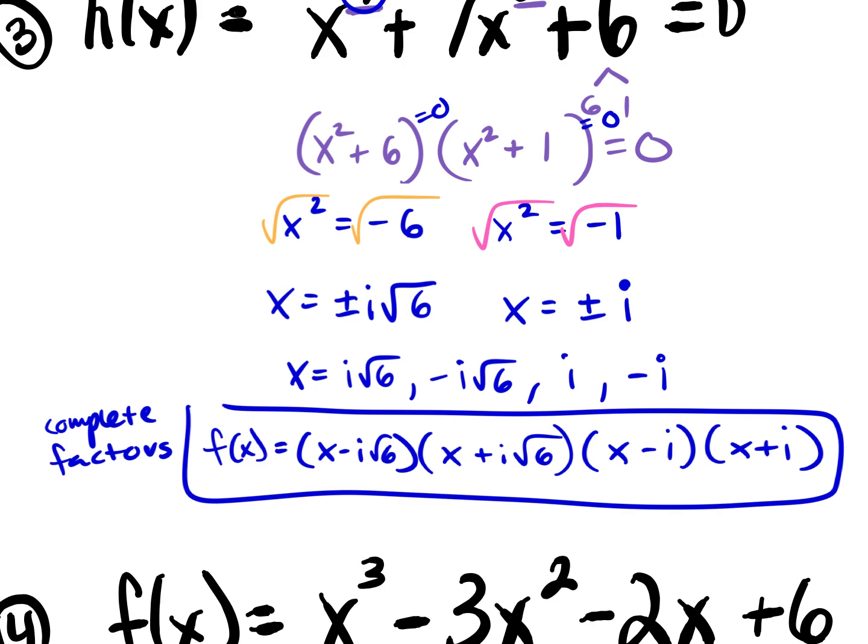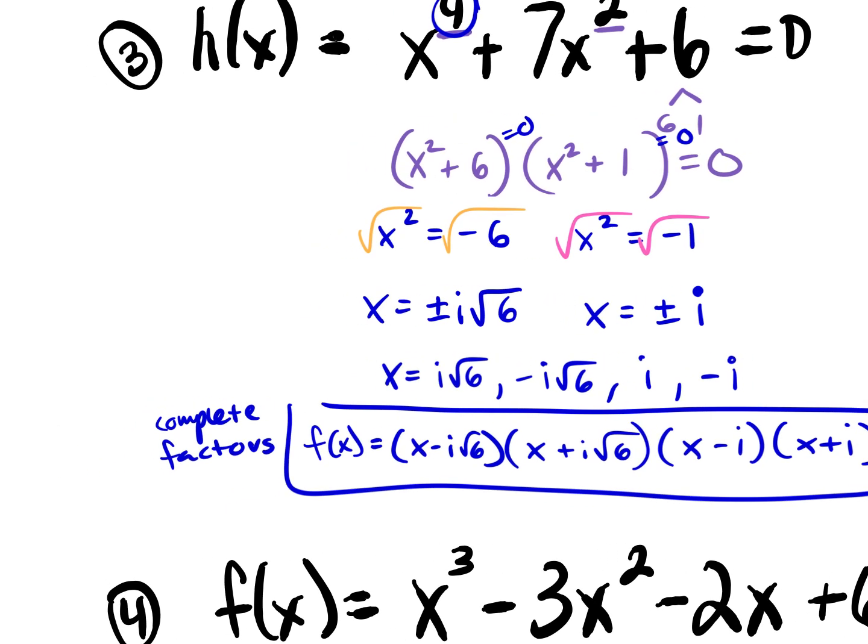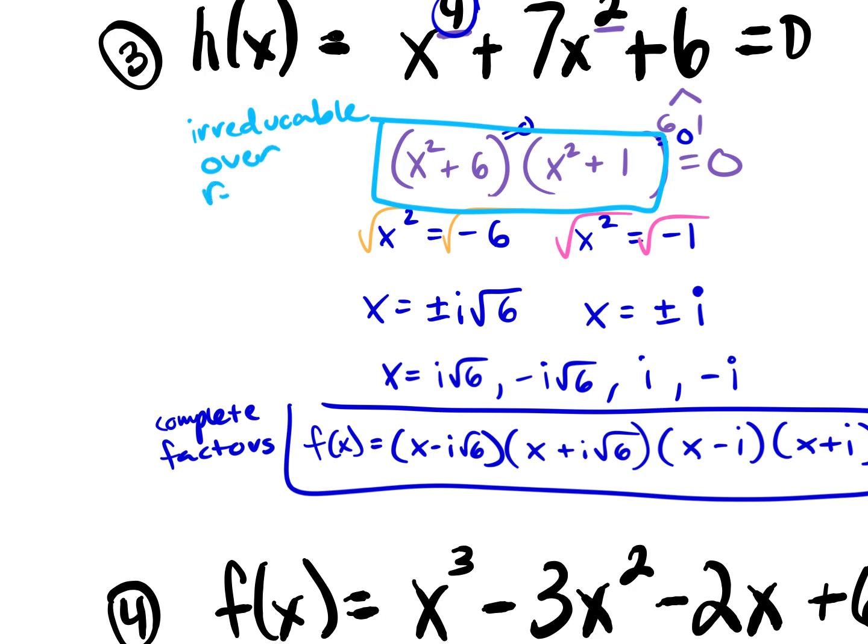Now, if the question said to leave your answer irreducible over the reals, we wouldn't want imaginary numbers in our answer, so we'd have to leave it the step before we got the imaginary numbers. So that would be x squared plus 6 and x squared plus 1. This is irreducible over the reals, where we only have real numbers in our answer.